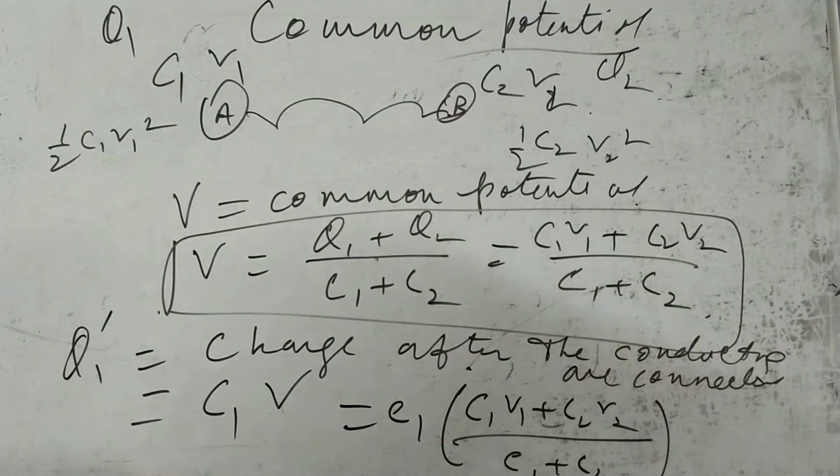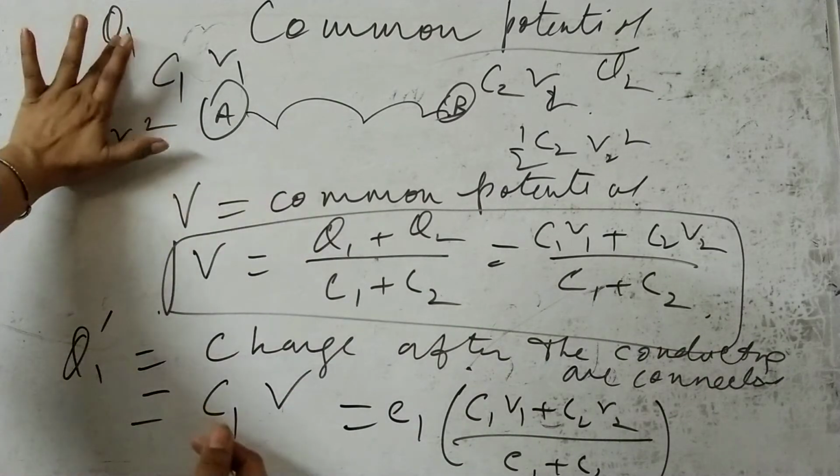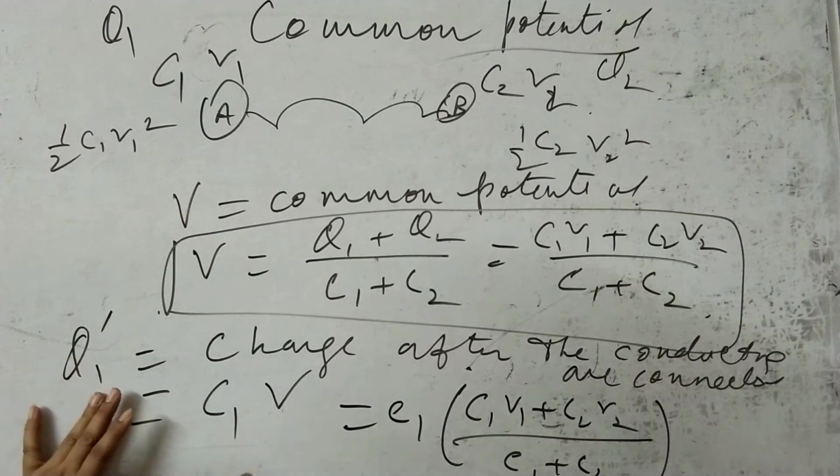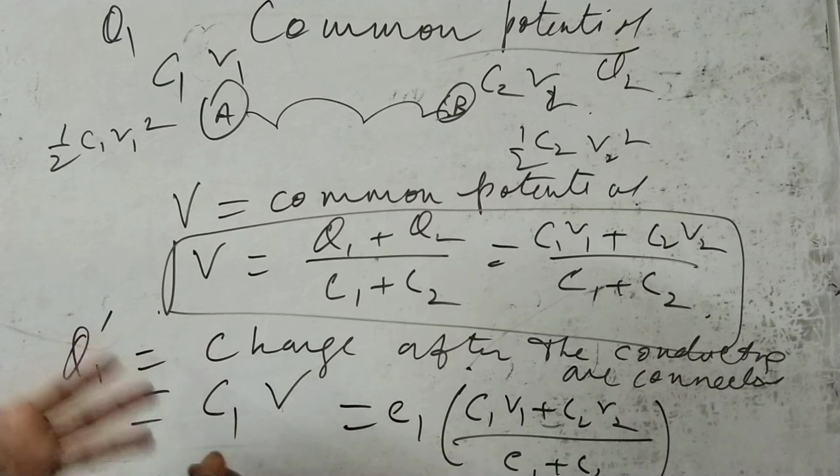Now suppose the question asks how much charge has been conducted. What is the difference? Initially it was Q1, and after they have been connected it is Q1 dash. So you can find out the difference of the two. This is the way you are going to do it.